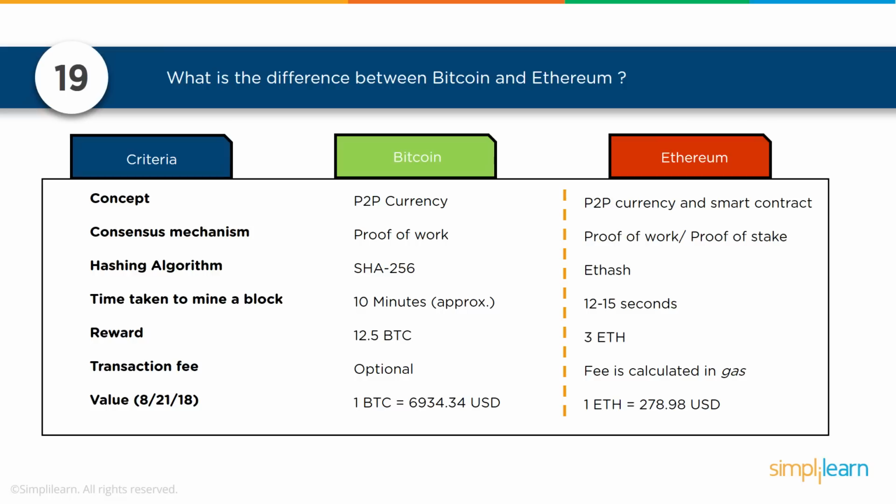On Bitcoin, the transaction fees are optional, whereas in Ethereum the fee is calculated based on the gas which is being consumed on a smart contract per transaction. Value of Bitcoin as of 21st August was captured at $6,934, whereas Ethereum stands at $278.